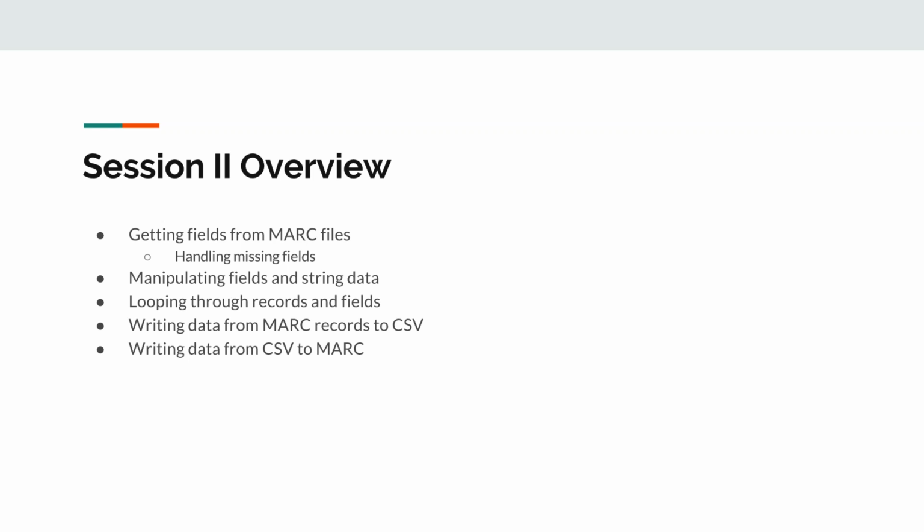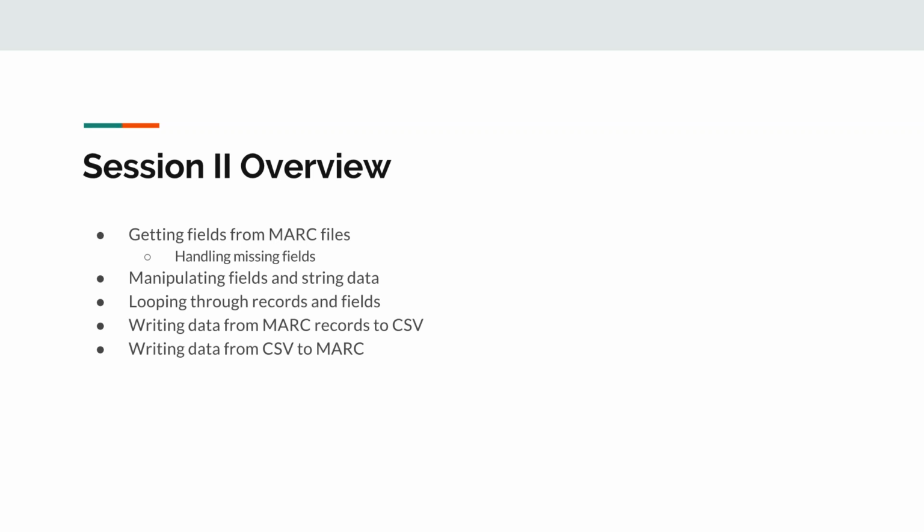So in this session, we're going to talk about a few very specific things in great detail. First of all, getting fields from MARC files. So a really common workflow using Python and PyMARC scripts is to take some file of MARC records, extract a whole bunch of fields out of it, manipulate those fields in some way. So we'll talk about getting those fields out, handling missing fields if you're looking for sort of variable data fields that may not be in every record.